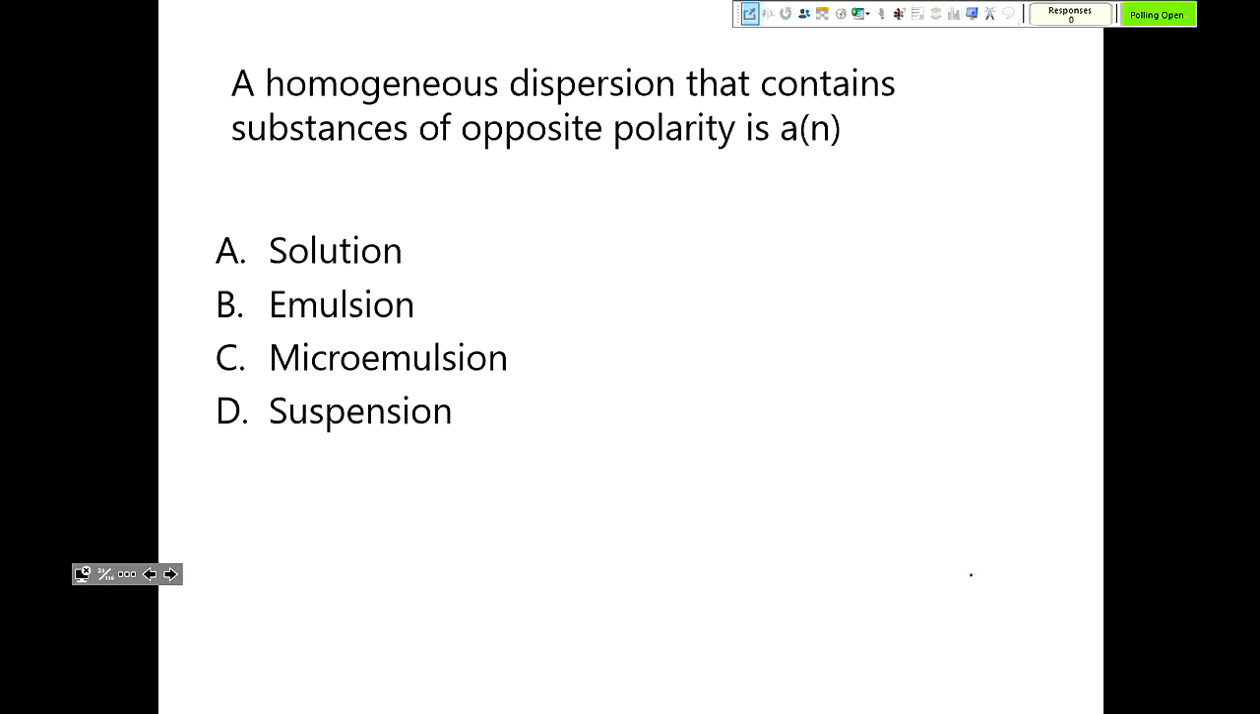So a homogeneous dispersion that contains substances of opposite polarity is called which of these? And notice the term homogeneous. Technically, there could be two answers for this one, but anyway.